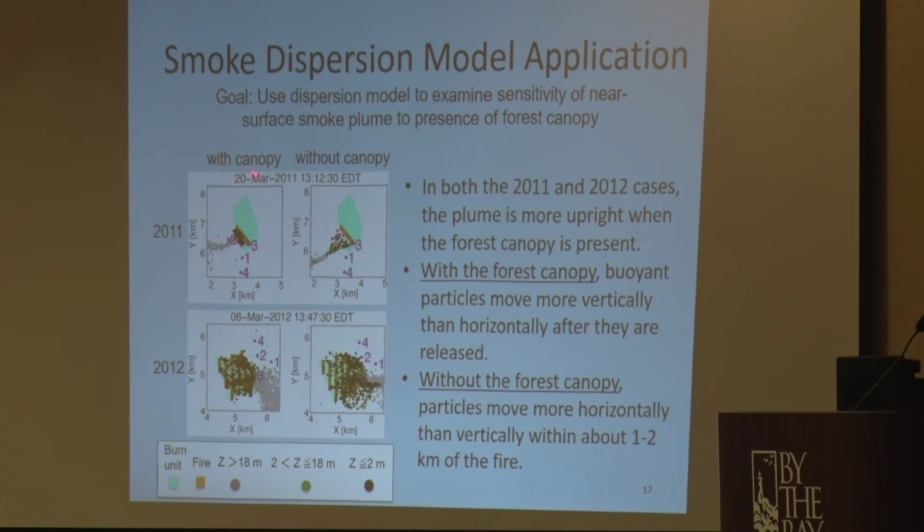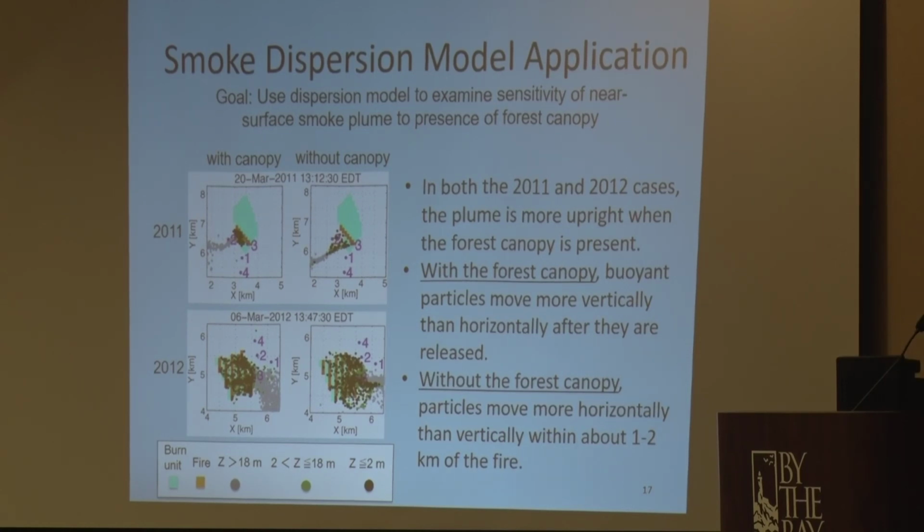And what we can do by comparing simulations both with the canopy and a simulation where we totally removed the canopy, what we find is that when the forest canopy is present, the plume is actually more upright right above the fire, and that's true for both 2011 and 2012. So the particles are obviously right above the fire, very buoyant, they're surging upward. They move more vertically than horizontally after they're released when the forest canopy is present. And when the forest canopy is taken out, they're less buoyant, and they tend to move more horizontally before they start to ascend up and away from the surface.